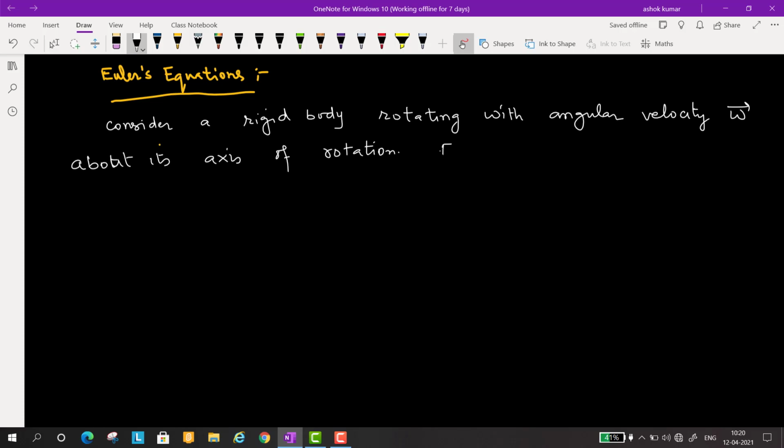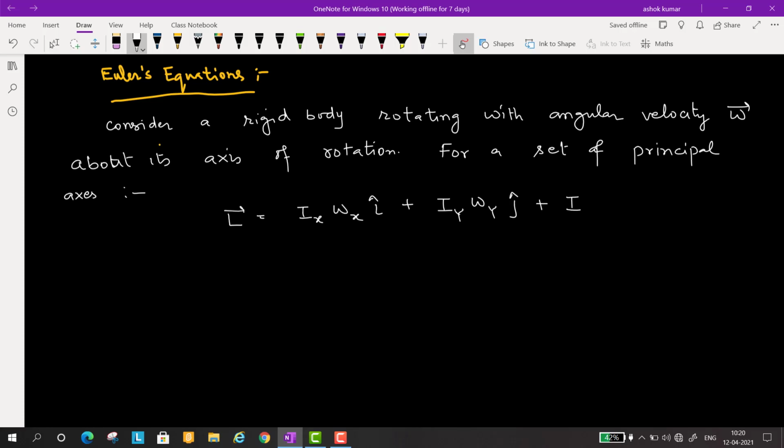So for a set of principal axes, angular momentum is given by L = Ix omega x i cap + Iy omega y j cap + Iz omega z k cap, as we are dealing with a set of principal axes, so the product moments of inertia will be 0. So we will be having only three components of moment of inertia: Ix, Iy, Iz. So we mark this as equation number 1.